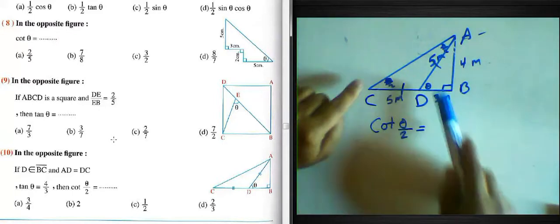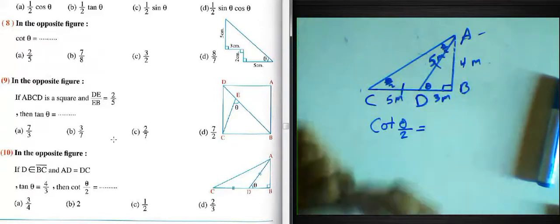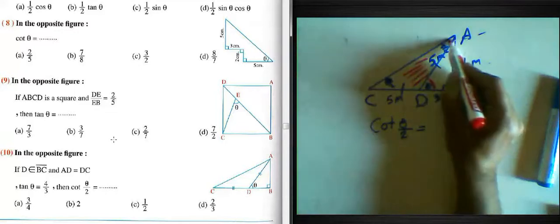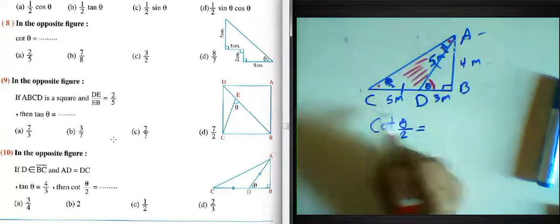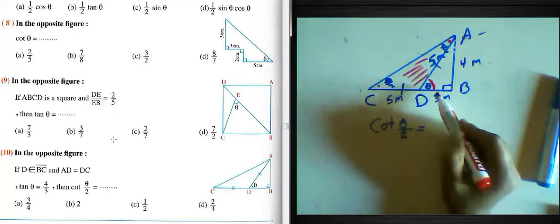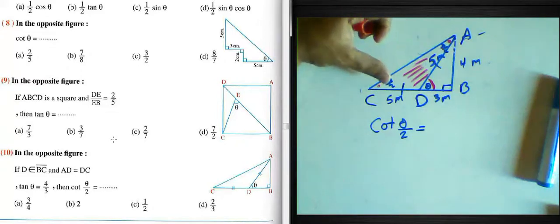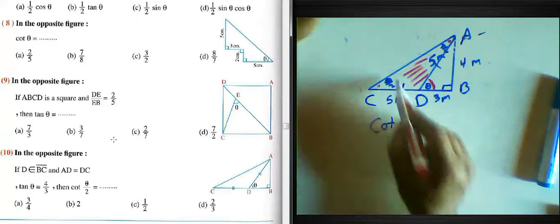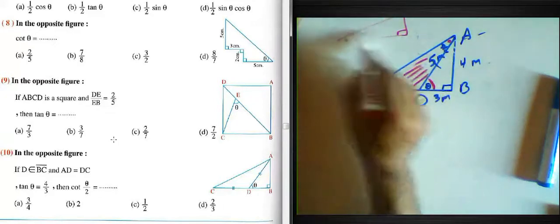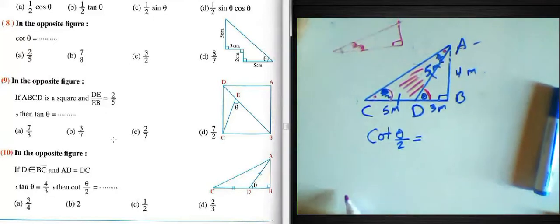But you know theta is an exterior angle of this isosceles triangle. So the measure of theta will equal A plus C. We know A and C are equal in measure and the sum of them equals theta. So only one of them equals theta over 2, and this one is theta over 2. So we can find cotan theta over 2 in the right angle triangle. Here it was theta over 2. You want to find cotan theta over 2.